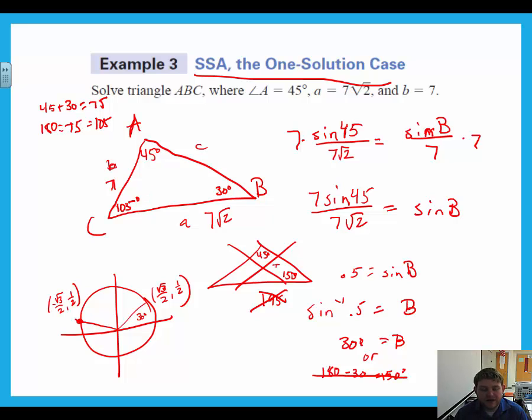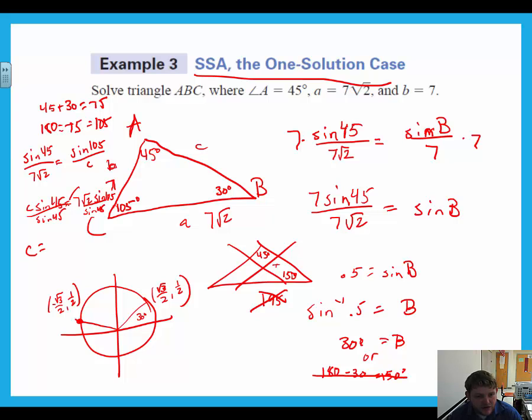So let's go ahead and from here, we can solve for C. To do that, I'll do this over here on the left. We're going to use the same thing. We're going to use what we knew to start with. So sine of 45 over 7 radical 2 is equal to sine of 105 over little c. So cross multiply, C sine 45 is equal to 7 radical 2 sine 105. And so we can find out that when we divide by sine 45, that C is equal to this value right here.